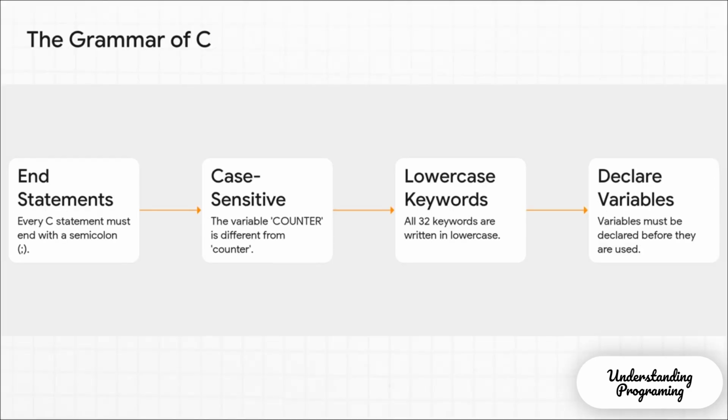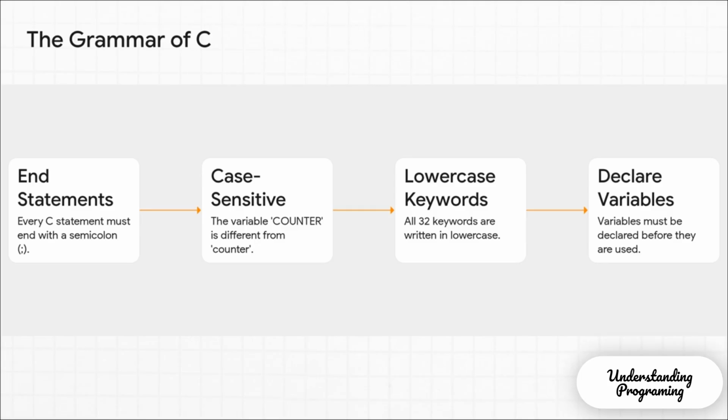And of course, a language isn't much use without grammar. In C, the rules are super clear. First, every statement, every complete thought ends with a semicolon. Just think of it like a period at the end of a sentence. Second, C is case-sensitive, which means counter with a lowercase c and counter in all caps are two totally different things to the computer. Third, all those keywords we just saw, they're always lowercase.